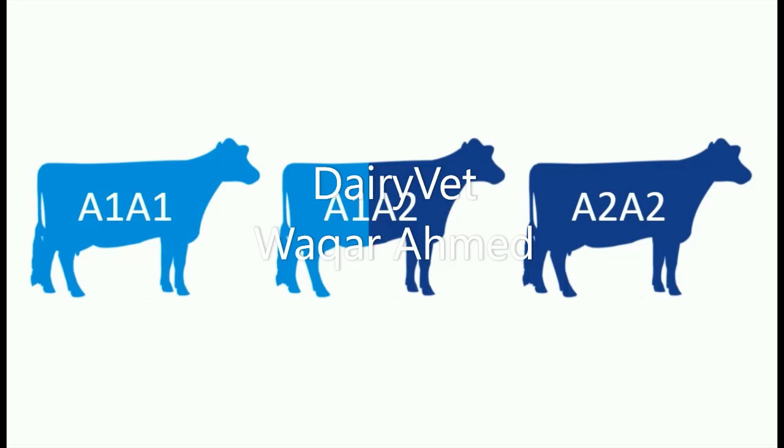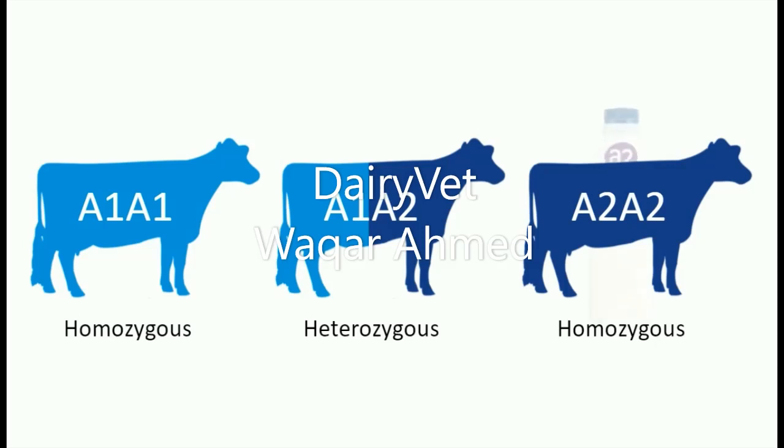Any given bovine will be either heterozygous, A1A2, or homozygous, A1A1 or A2A2. True A2 milk can only be produced from cattle homozygous for the A2 allele. So, the one and only deciding factor whether milk is A1 or A2 lies in the genetics of the animal producing the milk. So how do we take an average herd and create an A2 herd?